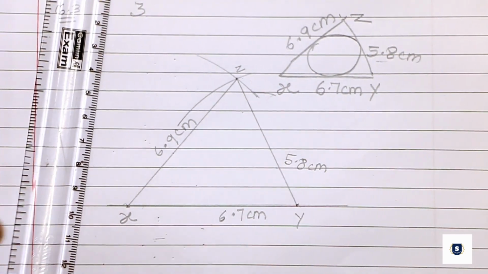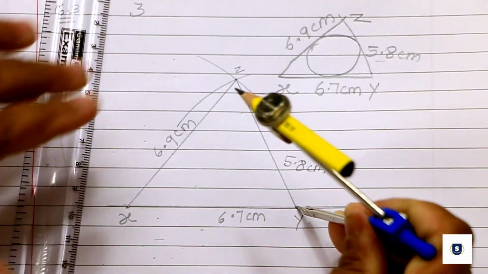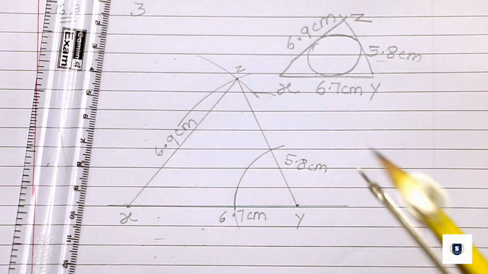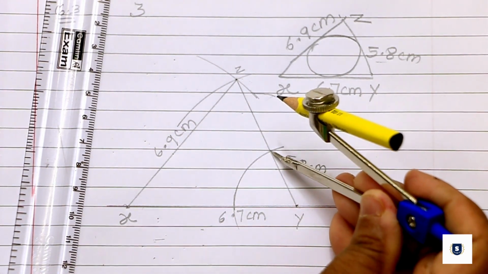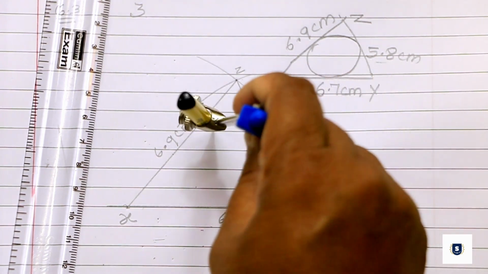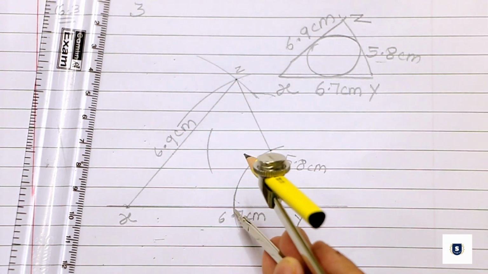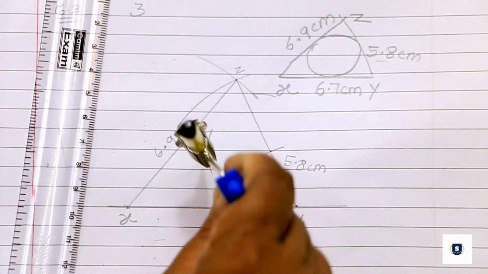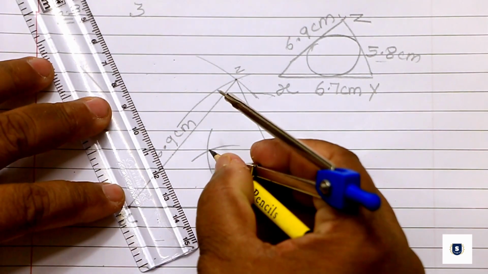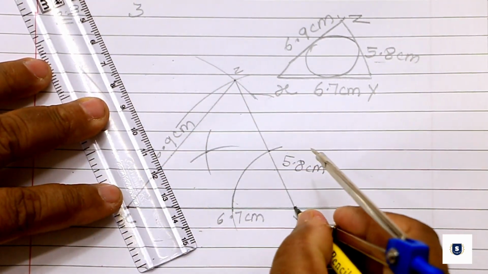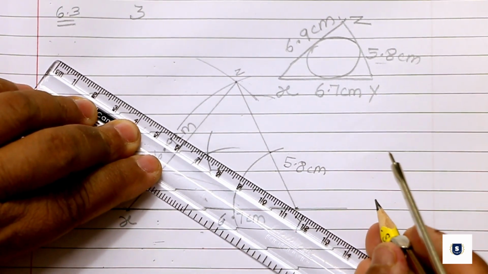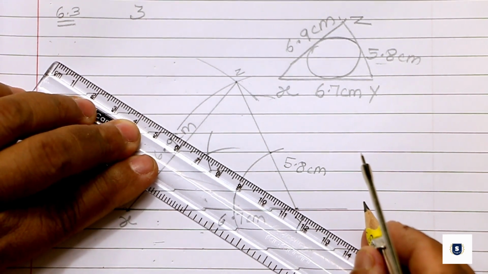So we have to bisect any two angles. Let us bisect this first, angle Y. Keep it here. This should be more than half of the arc. Give an arc here. Keep the pointer here. Give an arc here. Join this point and this point, and this line is known as angle bisector, children.